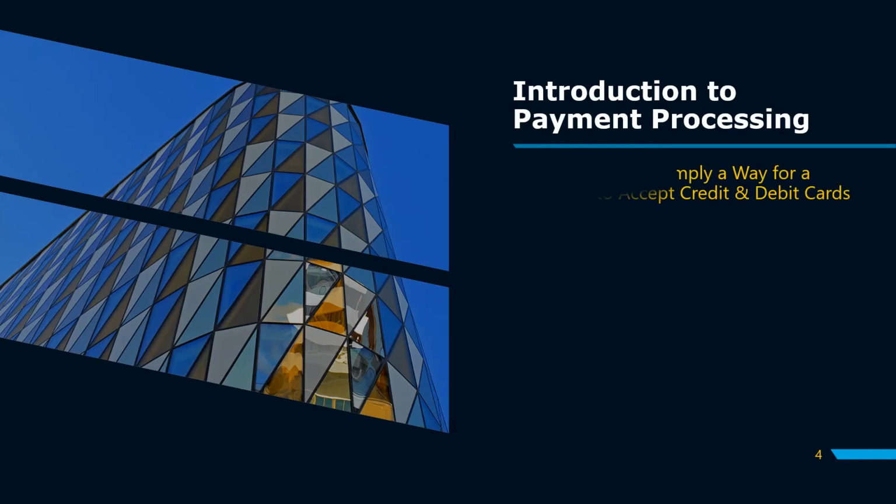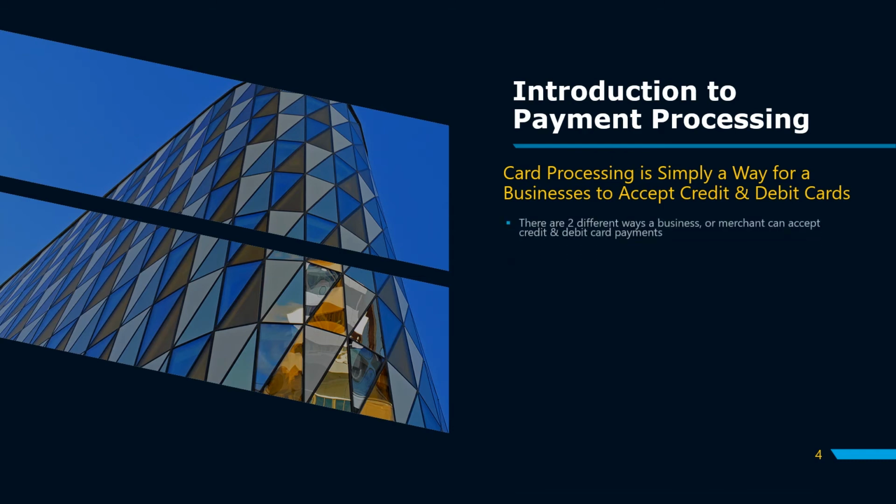Card processing is simply a way for a business to accept credit and debit cards. As a business, you would fall into one of 2 categories. Retail, which means that the majority of the transactions being processed are card present and the card is physically swiped. The second category is Moto, which is card not present. This applies to any business that processes transactions through mail order, over the phone, or online.